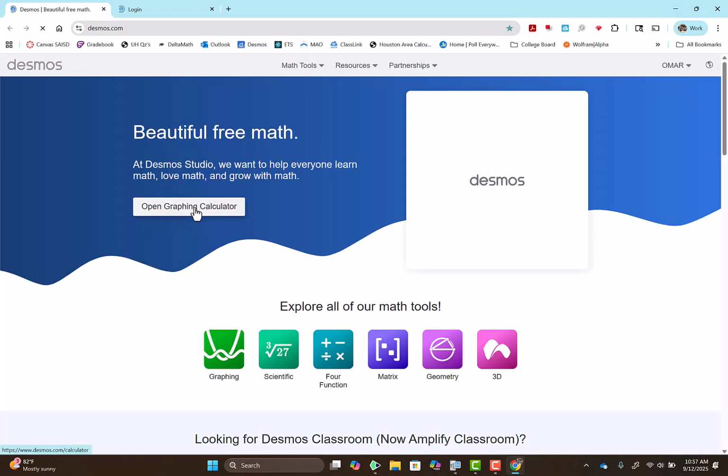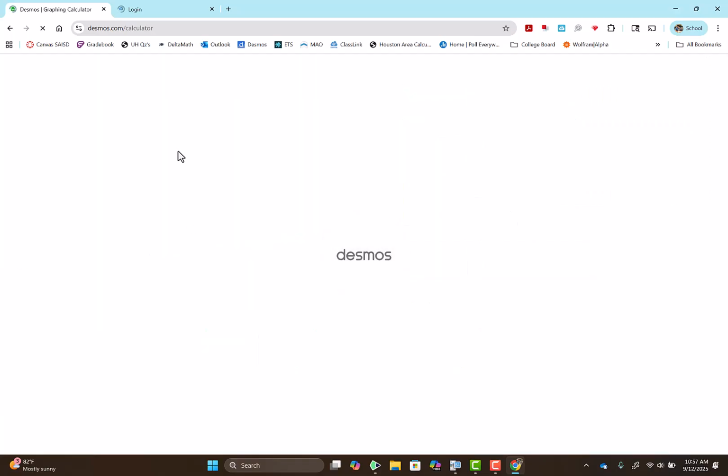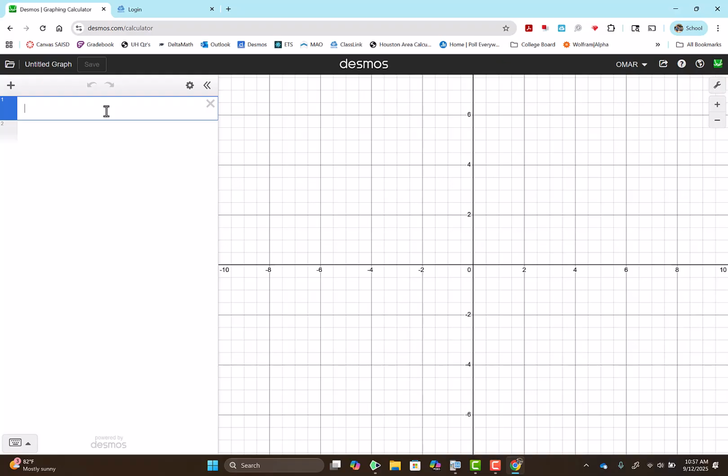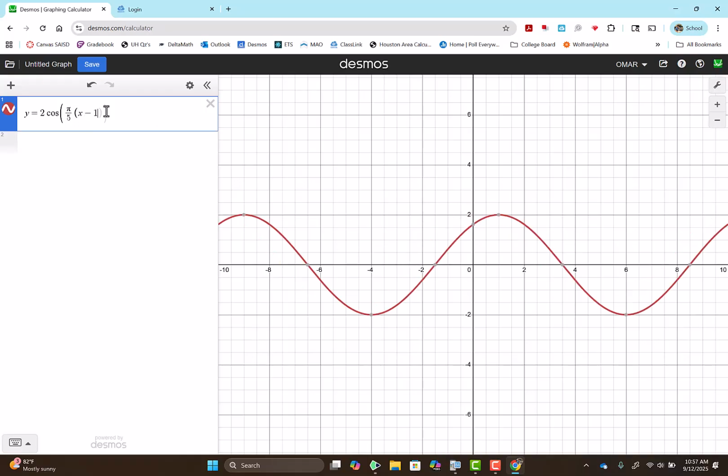Go open Graphing Calculator. I'm using my hotspot, guys, so it's a little slower. All right, and then you guys are used to not typing y, but type in y equals. What was my amplitude? I already forgot, guys. 2 cosine, open parenthesis, pi over 5, open parenthesis again, x minus 1, close, plus what? All right, so there it is.